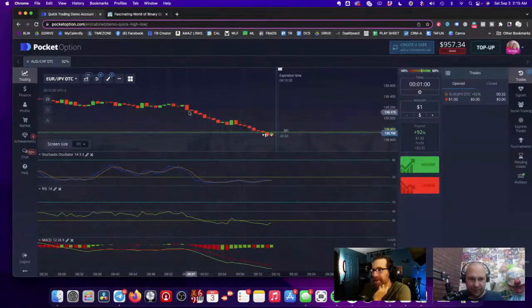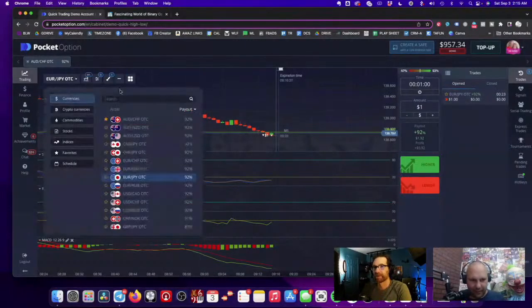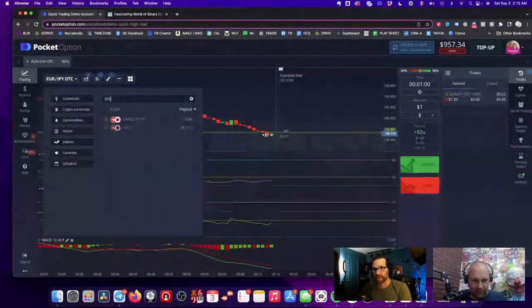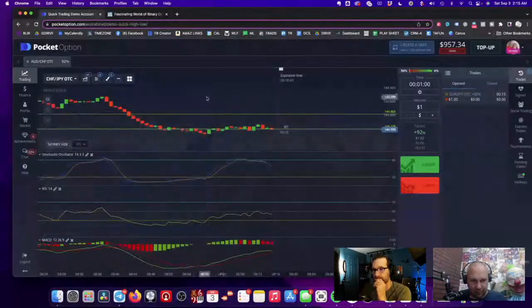You can't get in on these later. No, you have to get on them when they happen. It blows. Okay, so it blew through CHF JPY. This one blew at like 841, and then boom, you had massive wins.